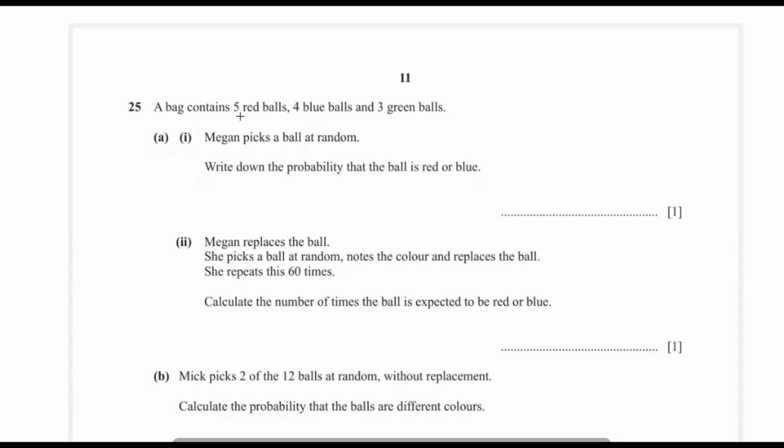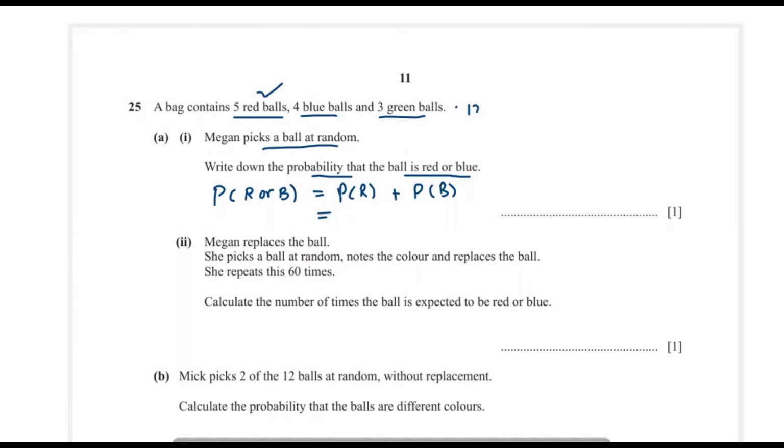Question 25. A bag contains 5 red balls, 4 blue balls, and 3 green balls. Megan picks a ball at random. Write down the probability that the ball is red or blue. Now the probability that the ball is red or blue will be equal to the probability of red plus the probability of blue. Now the probability of a red ball, you see here, 5 red balls. Now the total balls you see here are 12. 12 total balls. Therefore, you will choose 5 red balls out of 12. 5 over 12 is the probability.